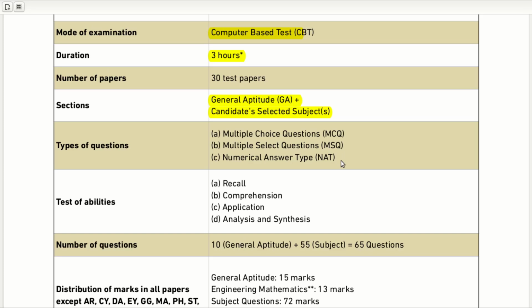Then we have numerical answer type. Here we have to type the number as an answer. So using a virtual keyboard we can type the answer. So we will see in the next few videos how to do this.